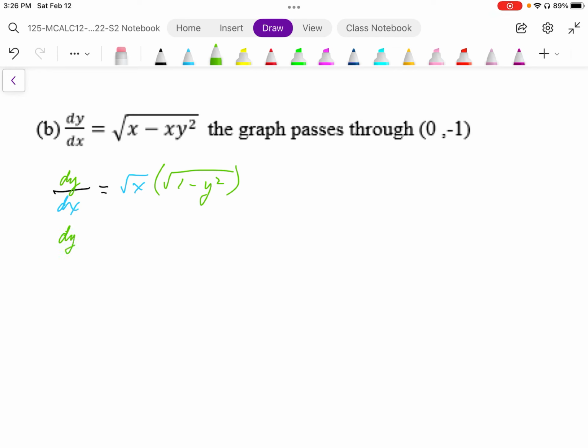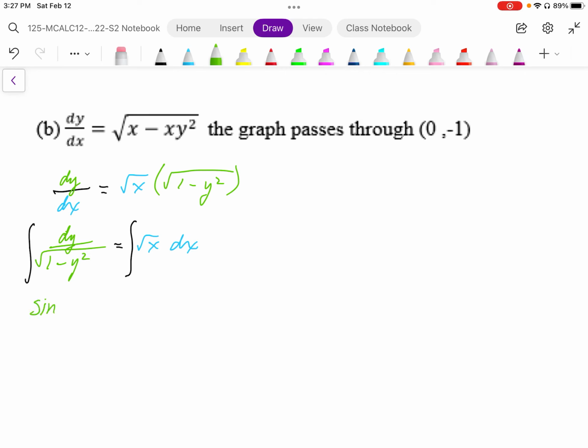So I end up with dy over the square root of 1 minus y squared, and on this side I end up with square root x dx. I'm going to integrate both sides of this. On the right hand side I just have a standard integral, power rule. On the left hand side I have to recognize that this is an arc sine antiderivative.